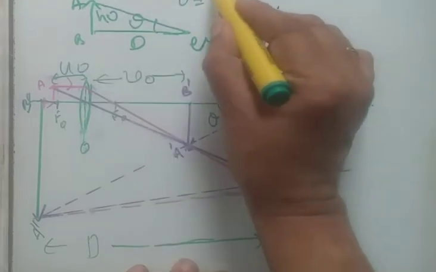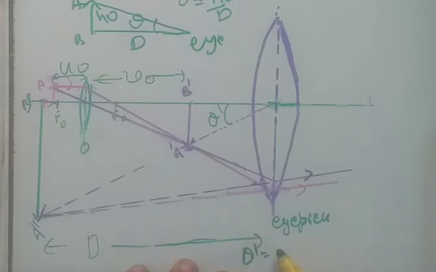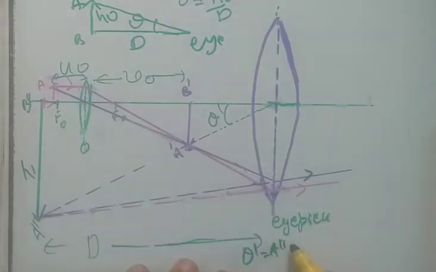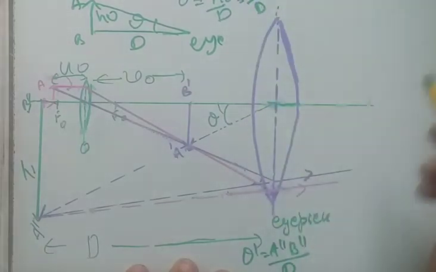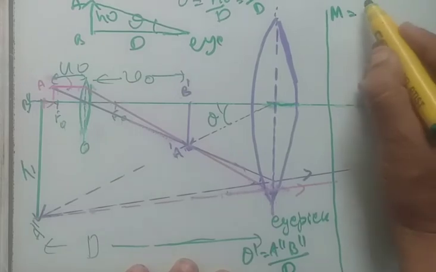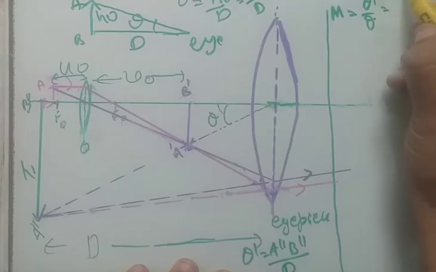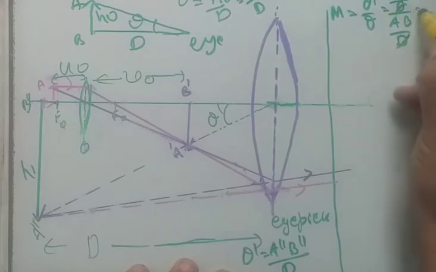So theta is HO by D. Here theta dash is, this is the final image A double dash B double dash, A double dash B double dash by D. Here also AB by D I can write instead of HO. So with these things, now we proceed. Say angular magnification M equals theta dash by theta, which is A double dash B double dash by D, AB by D, D cancels, therefore A double dash B double dash by AB.